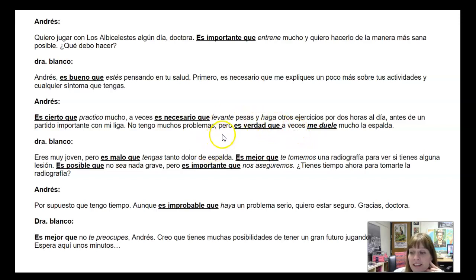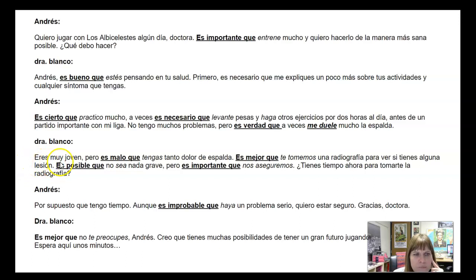So this is another saying that will trigger you to use the present tense. Es cierto que means it's certain that. Es verdad que means it's true that. So if it's certain or it's true, you're not going to use the subjunctive. So es verdad que. Okay, so now I'm really going to throw you a loop. If he would have just said, es verdad que me duele mucho la espalda. Okay, never mind. So, pero es verdad que a veces me duele mucho la espalda. So sometimes it's true that my back hurts me. Again, this is in the present tense. So it's true that, and it's certain that, he used the present tense and not the subjunctive.